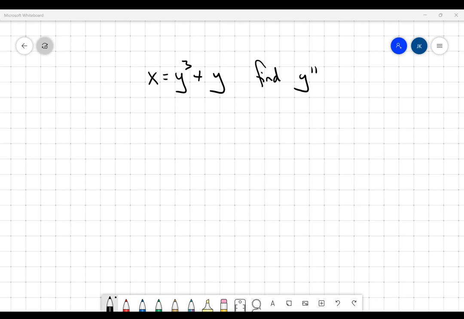Okay, everybody. We just got a little quick question here about finding the second derivative implicitly. So first thing I'm going to do here with my expression x equals y cubed plus y is find the first derivative. The derivative of x is just going to be 1.